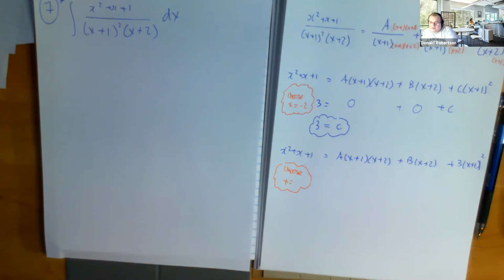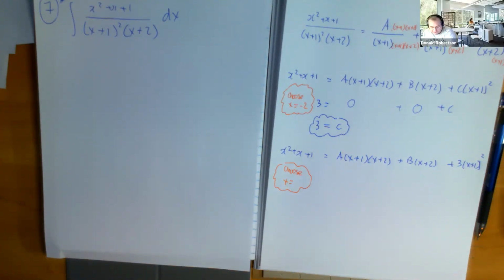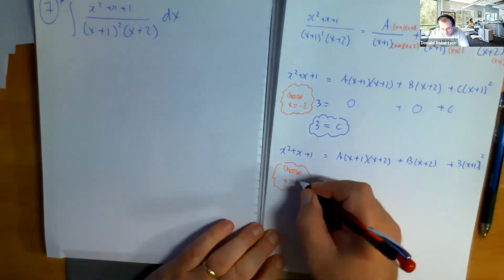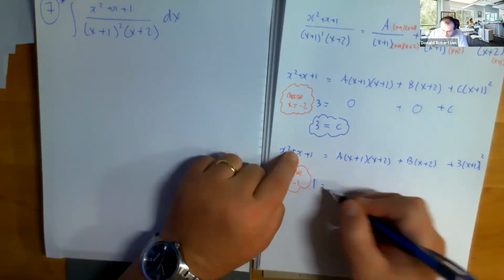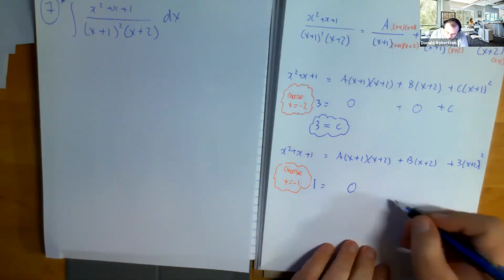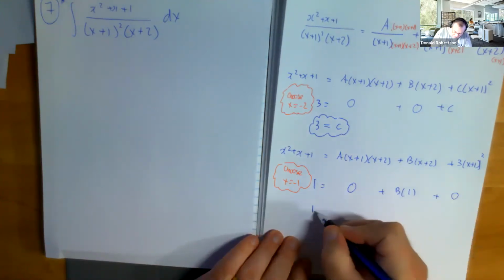Give me another x, only one at a time. So who do I want this time? -1. -1 squared is 1, take away 1, that becomes 1. -1 kills that. -1 kills that. And -1 here gets you 1. And that tells me who B is.